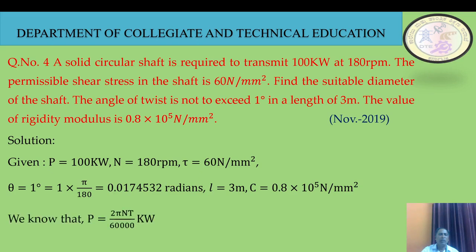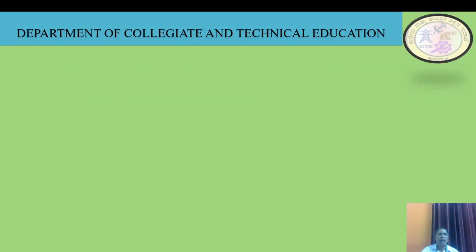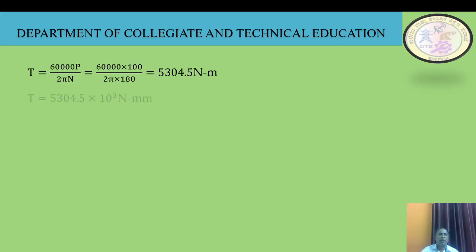So as usual we will calculate the torque transmitted by using the formula P is equal to 2 pi NT by 60,000. So from this equation, T is equal to 60,000 P divided by 2 pi N. So therefore by substituting the value of P and N, we will have the torque transmitted value, that is 5304.5 Newton meter. Convert that Newton meter into Newton mm. So therefore 5304.5 into 10 raised to 3 Newton mm.